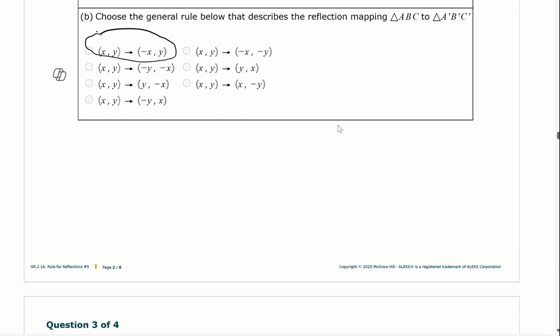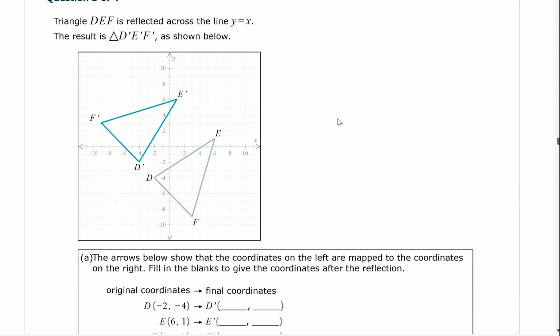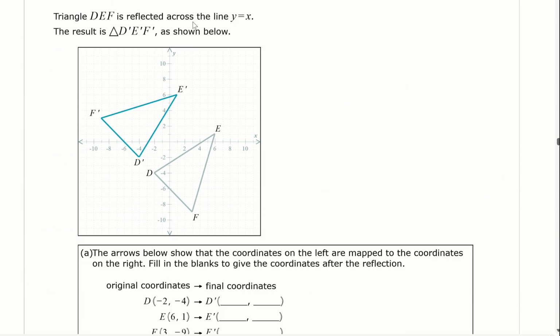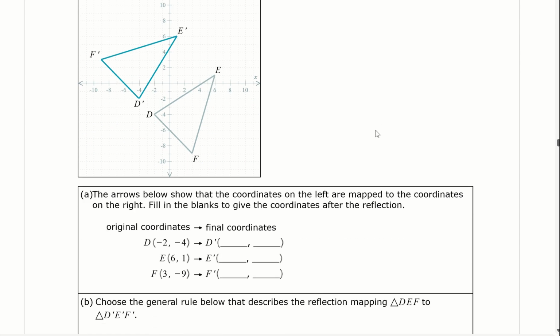All right, and let's do y equals x. So now we have DEF reflected across the line y equals x. Notice in this picture, I would draw this picture in your notes for each of these examples: the x-axis, the y-axis, and y equals x. So this is the line y equals x, and this is getting reflected across that.